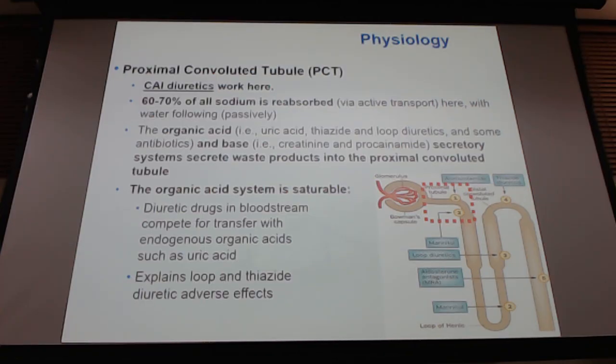And now for the proximal convoluted tubule, the carbonic anhydrase inhibitor diuretics will work here. This is where 60 to 70% of all sodium is reabsorbed. The organic acid and base secretory system secretes waste products into the proximal convoluted tubule. And so the organic acid system is saturable. Can anyone tell me what saturable means?